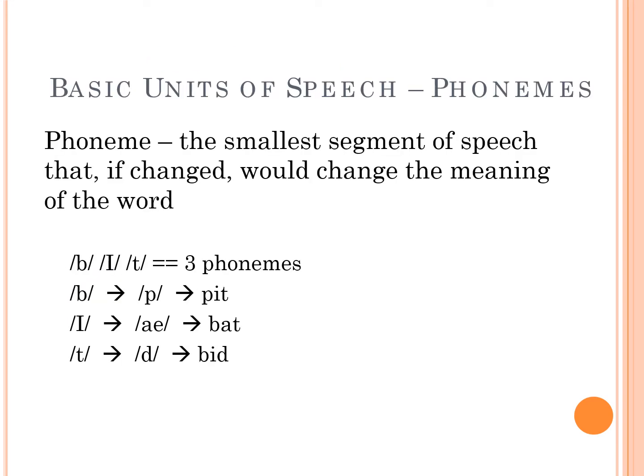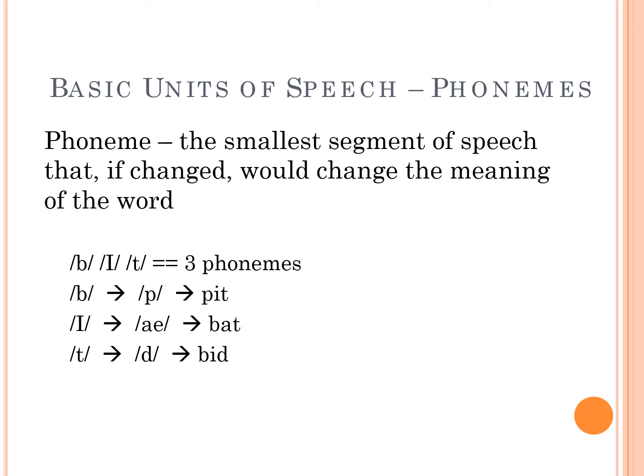I just showed the d as an example of a phoneme and how those forward slashes denote that this is a phoneme. A phoneme is the smallest segment of speech that, if we changed it, would change the meaning of the word. This is sometimes referred to as being linguistically contrastive. We're changing the meaning of the word when we change a phoneme.